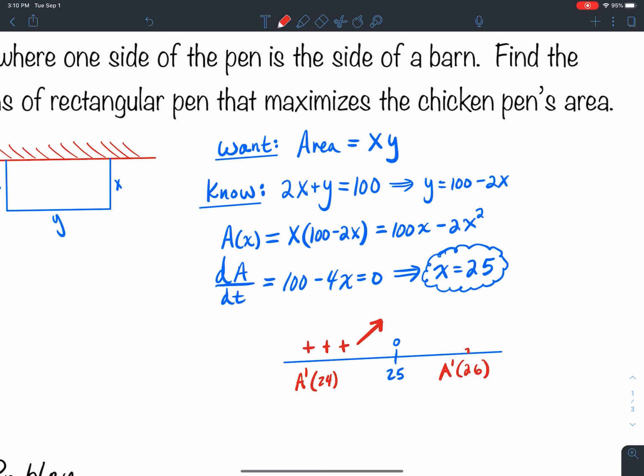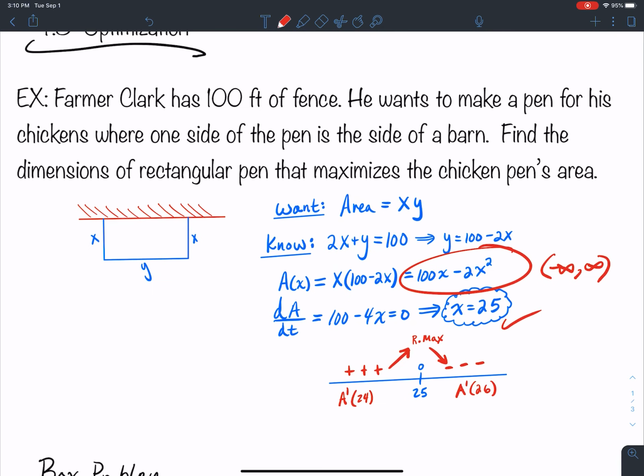Now I'm going to pick a number bigger than 25, and that's going to be 26. If I plug in 100 minus 4 times 26, that's going to be 100 minus 104, which is negative 4, which is less than 0. So if I have a negative derivative, that tells me that I'm decreasing. So by the first derivative test, I have a relative maximum at x equal to 25. How do I know it exists there? Well, parabolas, remember, are continuous for all real numbers, so x equal to 25 is a good-to-go relative max for us.